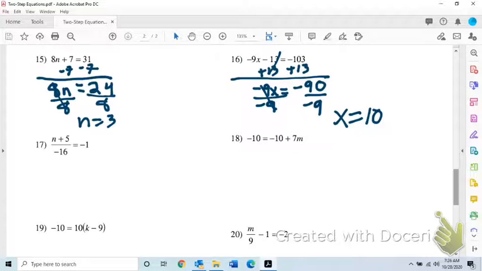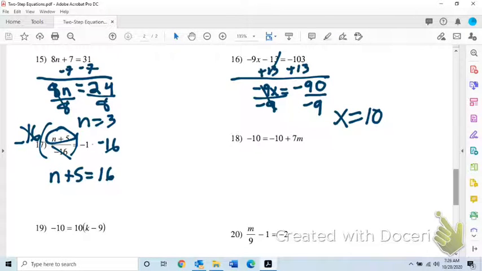Number 17, remember, this is one of the tricky ones. Because the n and the 5 are both in the numerator, the top of the fraction, we have to multiply first. And that gives us n plus 5 equals 16. I want to subtract 5 from both sides, and we get n equals 11.